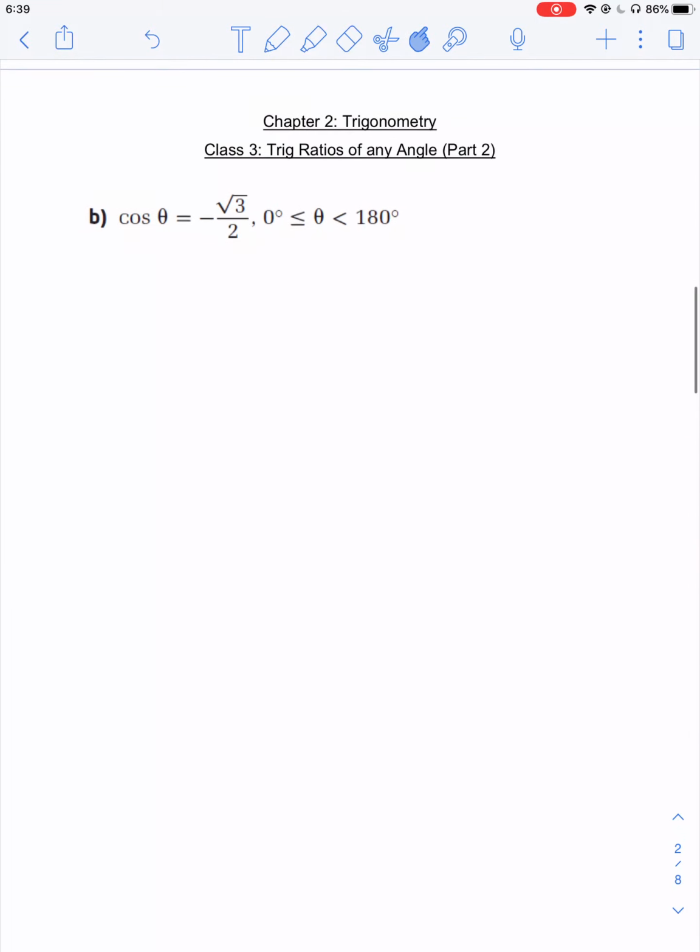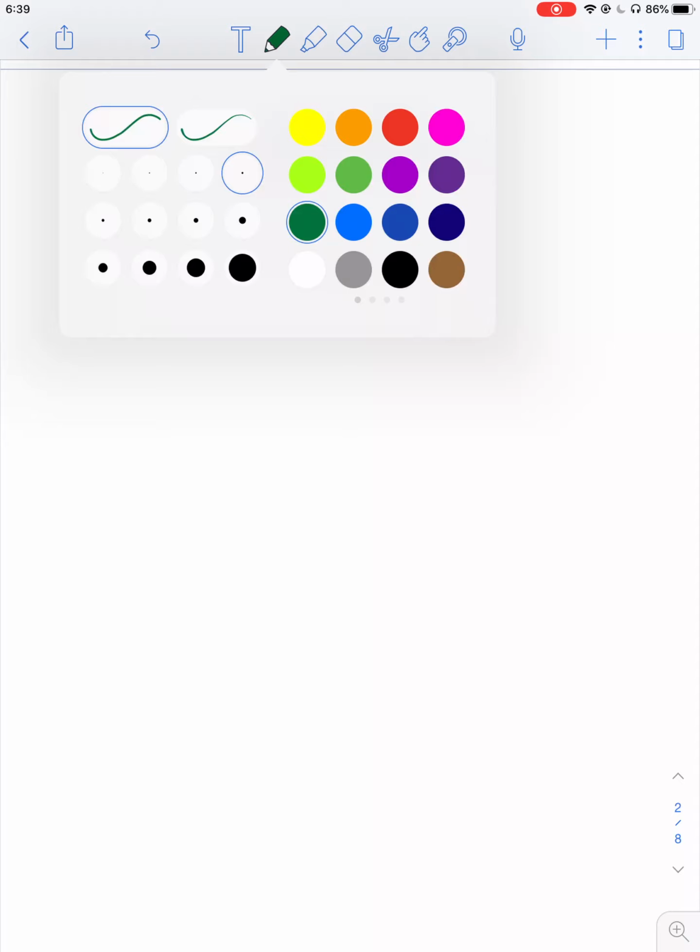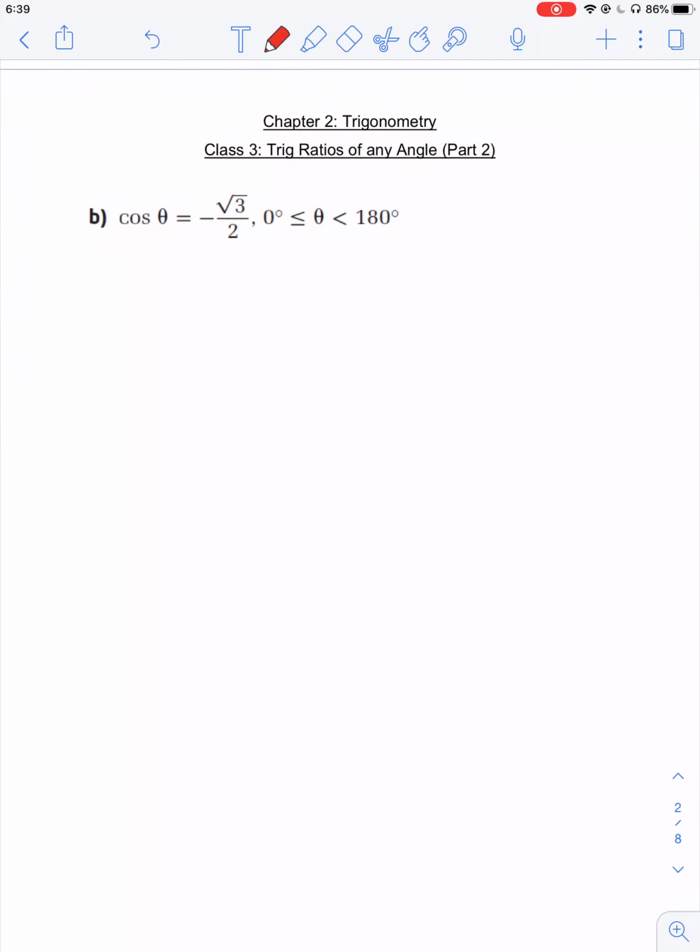Cos of negative square root of 3 over 2. So remember, I mentioned this yesterday, I want you to treat cos as your x value. But when you treat your cos as your x value, that's only possible when your radius is equal to 1. So in other words, for every single question, just treat your cos as your x value, sine as your y value, and make sure your radius is 1, and then it will work out.